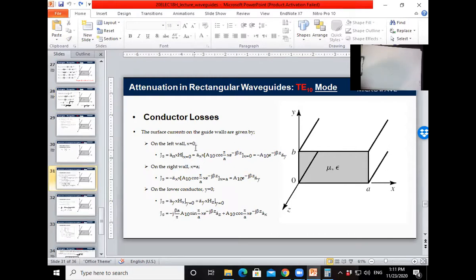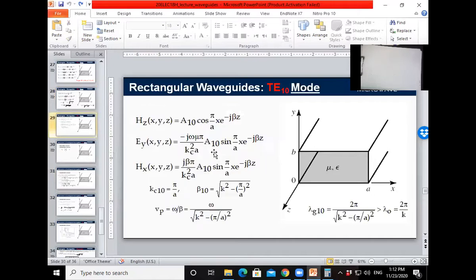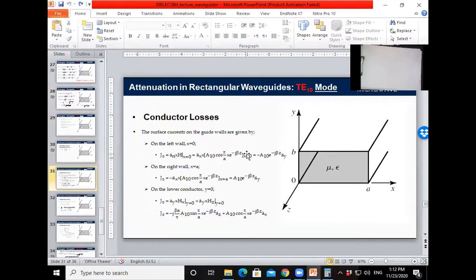Now let's do the example at x equals 0. If you remember, it was very easy. We take the unit vector representing the area, which is now in the x direction, cross with the H component, which should be in the z, because here you have 2 H components, Hx and Hz, but ax cross ax equals 0. So you will have ax cross Hz, and ax cross az will give negative ay. So we have negative A10 e to the power minus j beta z. This is simply the J at x equals 0.